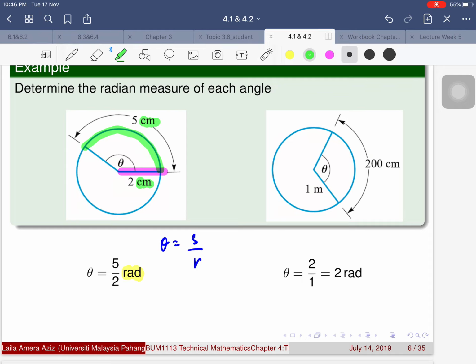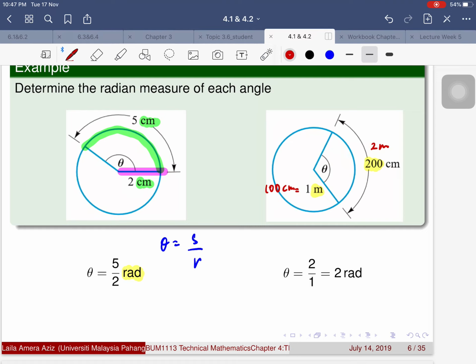However, for the second example, we have a problem right here, because my radius is given as 1 meter, and the arc length is given as 200 centimeters. You can use either unit. You can change centimeters to meters or meters to centimeters, because we know this is 100 centimeters, or we can convert this to become 2 meters. Either way, it's going to give you exactly the same answer.